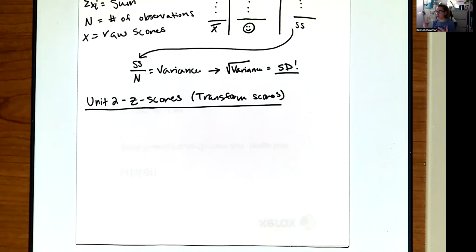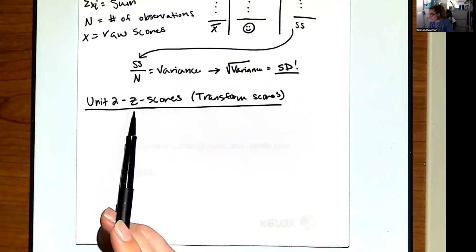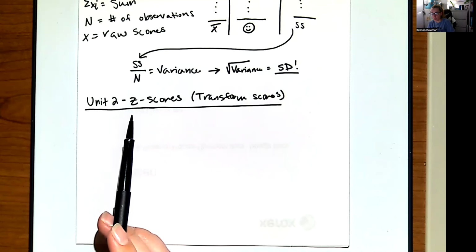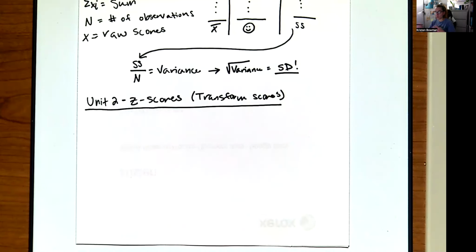And you're like, Ms. Bowman, what does that even mean? Well, that's just to give you some context that z-scores are like a measuring stick. So we want to take our original scores and we want to reform them. We want to reshape them. We want to mold them to be in a different form. Hence why we say transform scores.